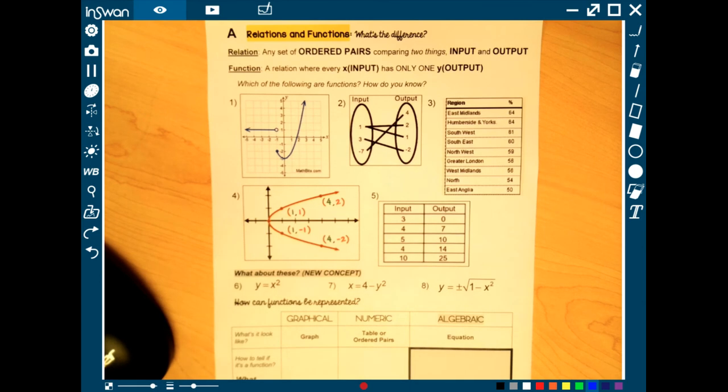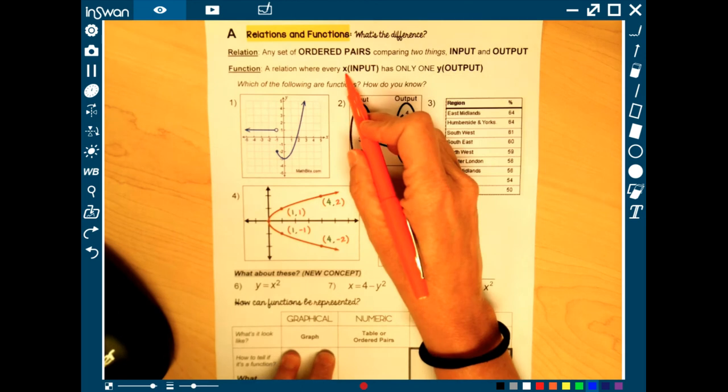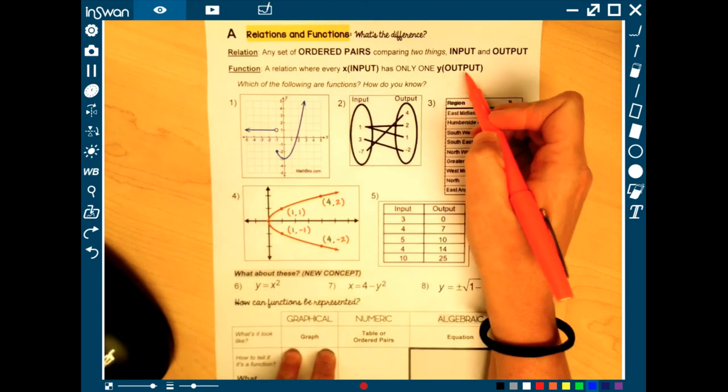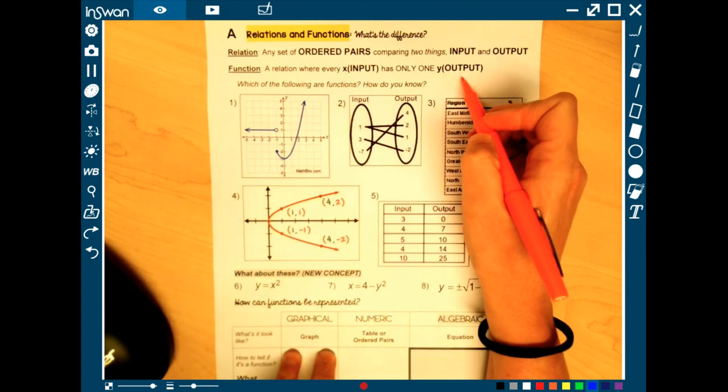Review from past math classes. So any two things compared with one another, that can be called a relation. It's very general. But a function in particular has a particular criteria. Every input has to have only one output. So when you're dealing with any one x, it can only go to one y. That's what makes something a function.